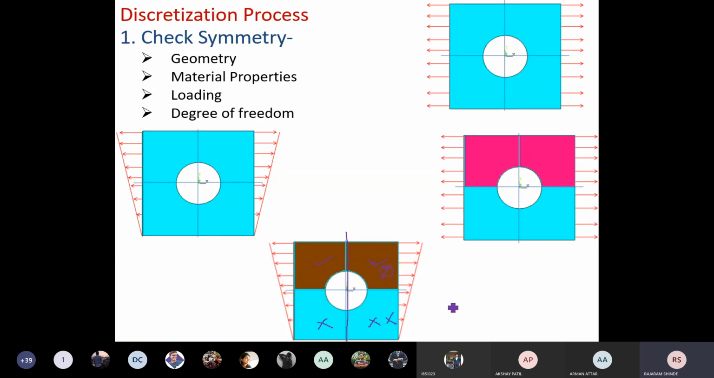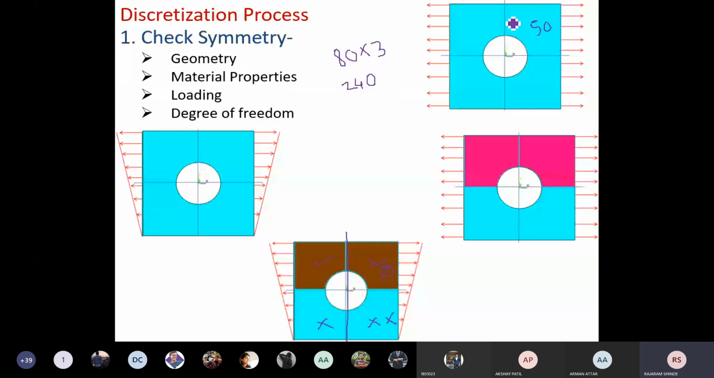Now why we are doing this? See here, suppose 50 elements are required for each quarter part. Means if 50 elements and suppose there are 80 nodes, and suppose degrees of freedom per node are 3, then for the quarter part we have to solve 240 equations.